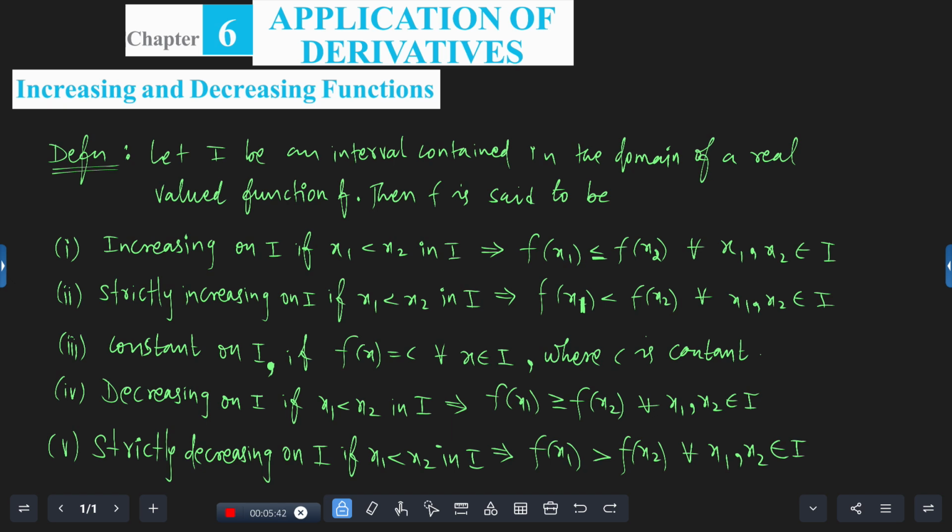Next, we will go to theorem 1. Before going to the theorem, I'll give some diagrams of how a function is increasing and how it is decreasing. That and all we'll see.